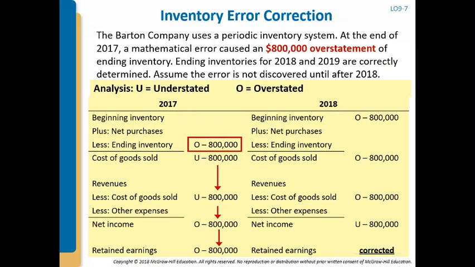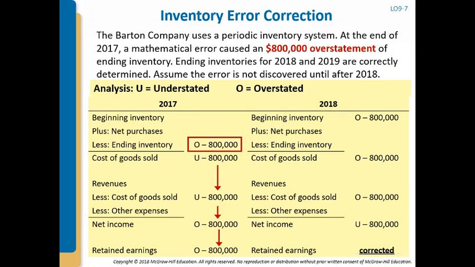Now, what does that do to 2018? Well, beginning inventory for 2018 is the same as ending inventory for 2017. Well, if it's overstated, that means that cost of goods sold is going to be overstated, whereas it was understated in 2017. So essentially what's happened is you've had a self-correcting event going on here. If you catch this in 2019, it's self-corrected.